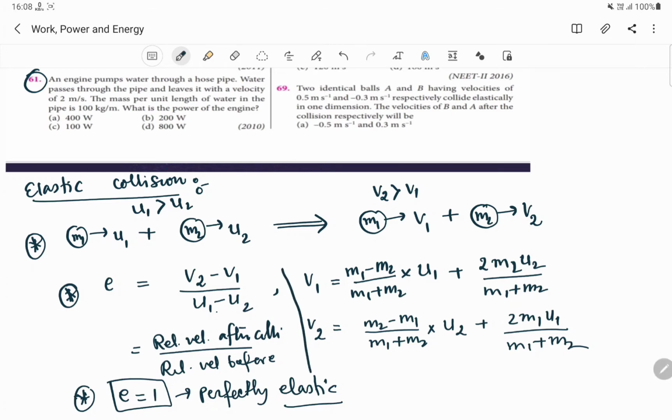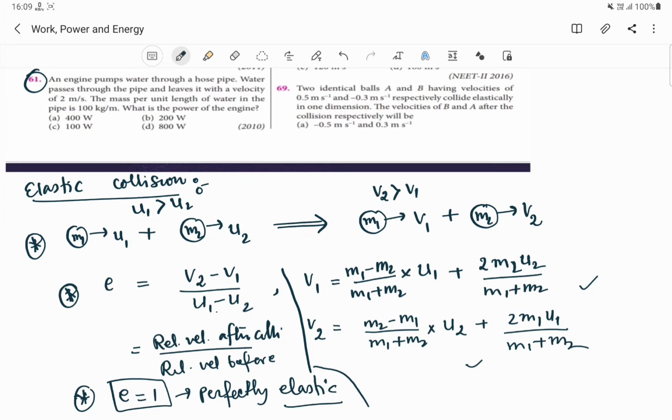applying your conservation of linear momentum formula and kinetic energy formula, we get the final velocities v1 and v2 as this. v1 will be equal to (m1 minus m2) into u1 divided by (m1 plus m2), plus twice m2 u2 divided by (m1 plus m2). And what about v2? v2 will be this much. You have to remember this formula anyhow.